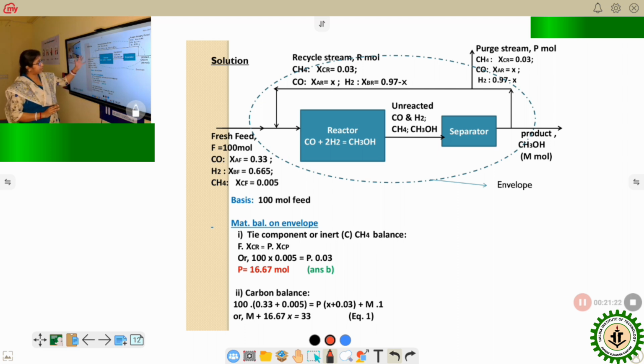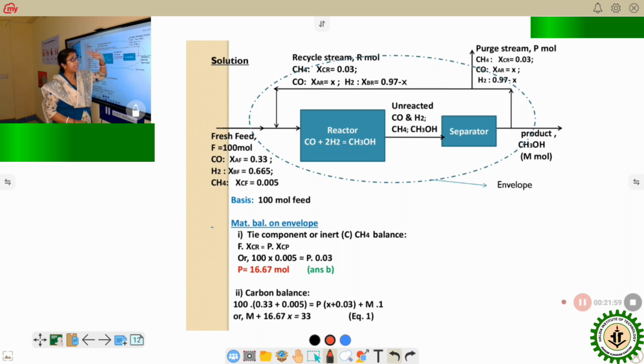The composition of the recycled stream and the purge stream is the same, obviously. As per the data given in the problem, methane is 3% present in the purge stream. Obviously, in the recycled stream the same mole percentage composition will be there. So the mole fraction of methane, where it is written with X suffix here, is 0.03, and in case of the purge stream it is written XCP. It is wrongly written, XCP it will be, and XAP for carbon monoxide, and for hydrogen it is 0.